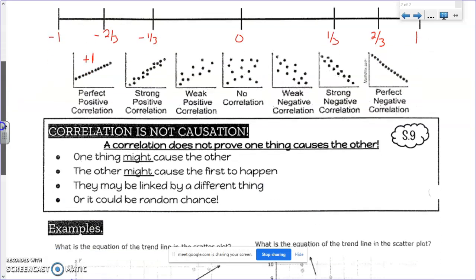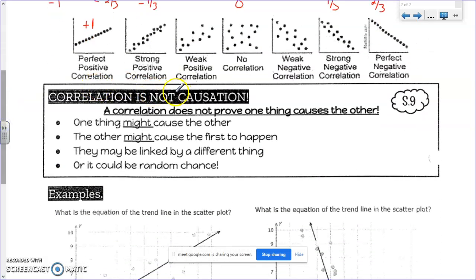Okay, so correlation is not causation. A correlation does not prove one thing causes the other. One thing might cause the other, or the other might cause the first to happen. They might be linked by a different thing, or it could be random, but they do not cause it to happen. Okay?